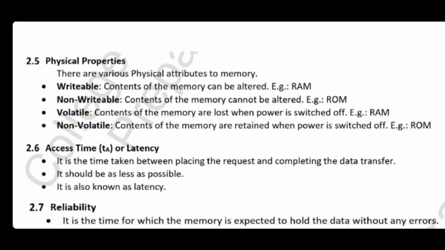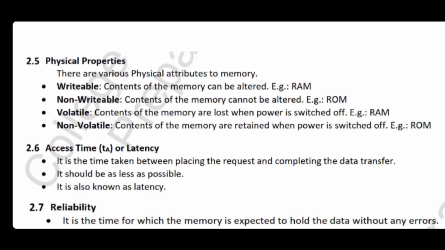So if you want any change in the data in the memory, we can make changes. So the content can be changed or altered, that is the writable property. Example, RAM, random access memory. ROM is read-only memory, it is not writable. So writable memory is nothing but the content of the memory can be altered. Example, RAM. Non-writable memory is nothing but the content of the memory cannot be altered, it is fixed. That example is read-only memory, it cannot be written.